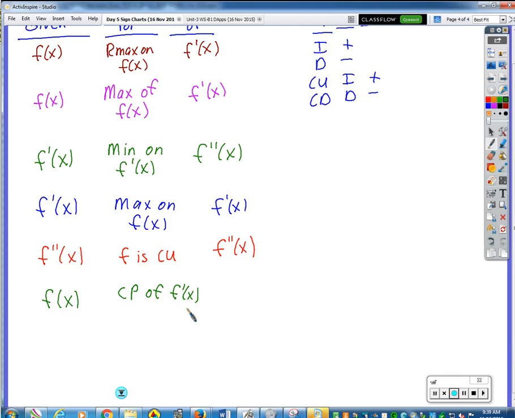F prime has critical points when the tangent slope of F prime is either 0 or undefined. So what do we want to analyze to figure out when F prime has the tangent slope is 0 or undefined? The derivative. The derivative of F prime. What's the symbol that represents the derivative of F prime? F double prime. Not sure if that was your question, Ellie.